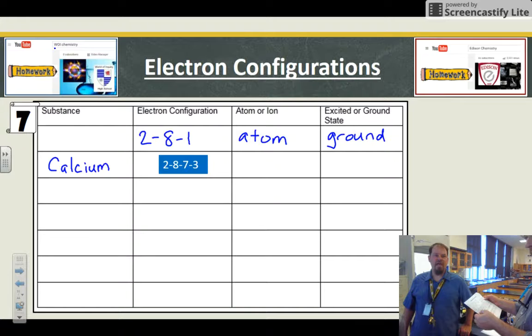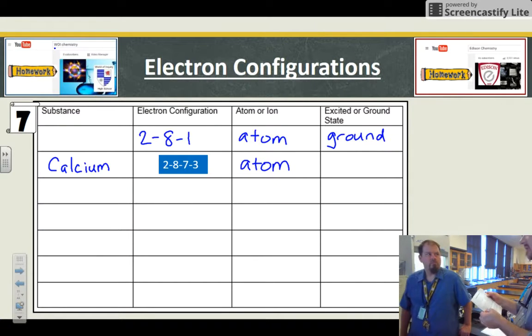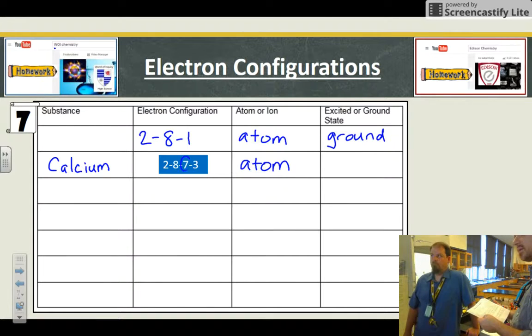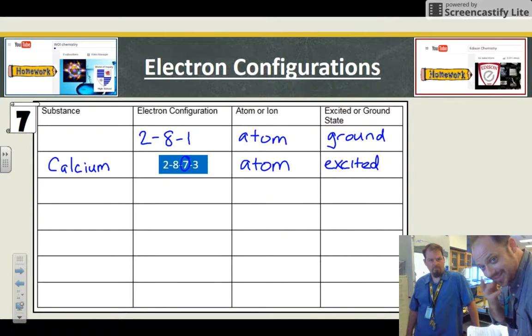And is this an atom or an ion? It's actually an atom. And is this in the normal filling pattern of 2, 8, 8 something, or is this out of the ordinary? 2-8-7-3. So there's a vacancy somewhere in there. So we're going to call that the excited state. How exciting.